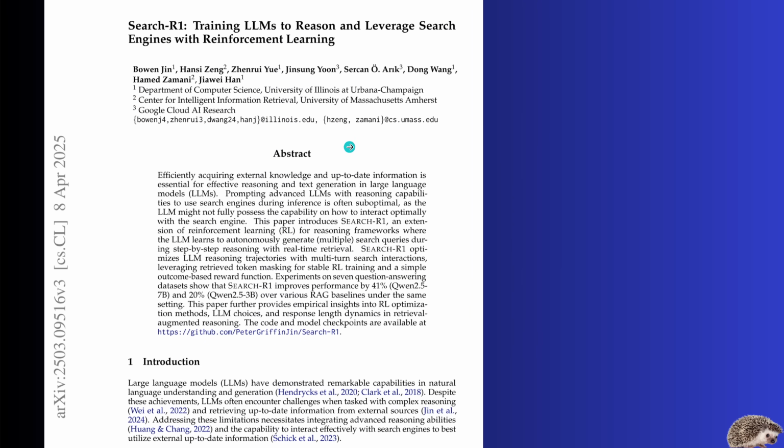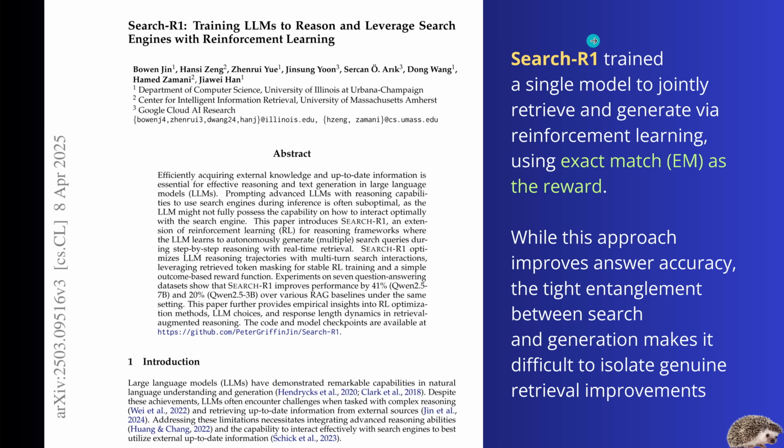So we had a new publication. This is also University of Illinois, University of Massachusetts, and Google Cloud AI Research: Search-R1. So you see, what DeepSeek and R1 in particular ignited is much beyond what you maybe thought, because it has a massive impact on reinforcement learning and on RAG systems. This paper was beautiful. Search-R1 trained a single language model to jointly retrieve and generate via reinforcement learning, using as a reward function the exact match.